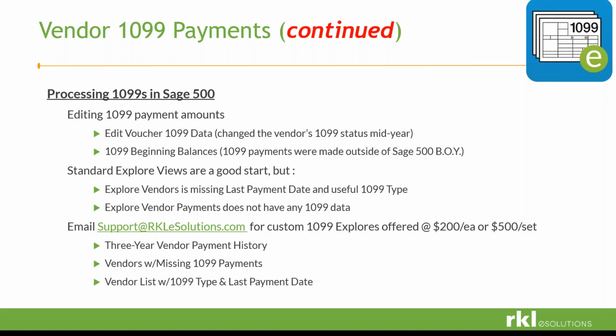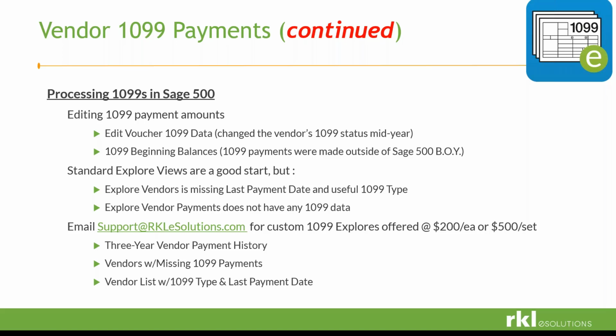So if that scenario played out in your company, you may have made payments to the vendor before capturing any 1099 information, or perhaps the vendor was initially set up with the wrong 1099 form, set up as 1099 dividend by mistake instead of 1099 miscellaneous, for example. So the Edit Voucher 1099 Data task can be used to see for all vouchers that have been paid for the vendor, the dollar amount that was captured as a 1099 payment. You can change it as needed in that task.